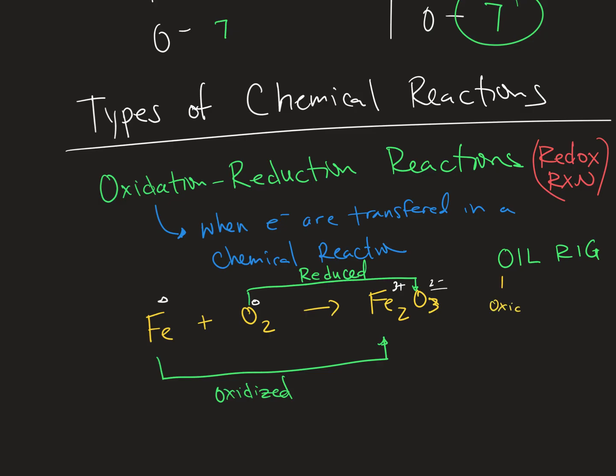Oxidation is a loss of electrons. And R is reduction, a gain of electrons. So I didn't have room right there.